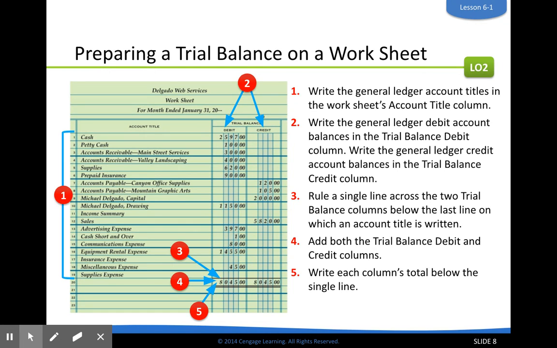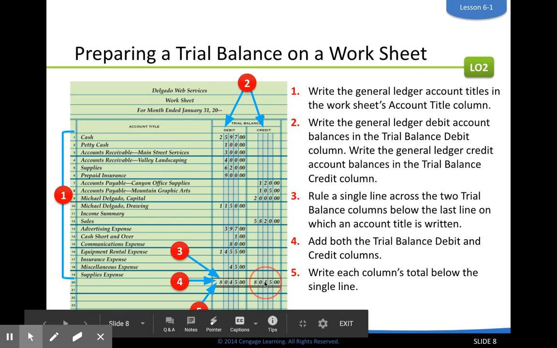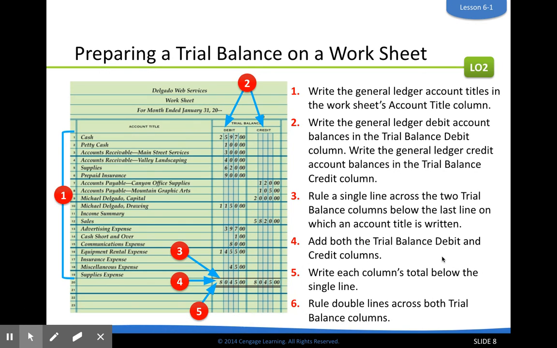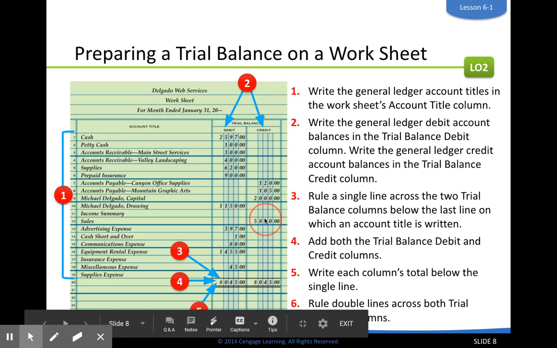And last step, step 6, if they match, thankfully our debits equal our credits here, 8,045, 8,045. Then step 6, we can do our double underline, double rule at the bottom of those 2 totals to show that debits equal credits. So that is how we prepare a trial balance on a worksheet. The very first 2 columns, notice they have the trial balance heading here. Those are the balances from our general ledger. All the accounts, all the balances organized into one spot.